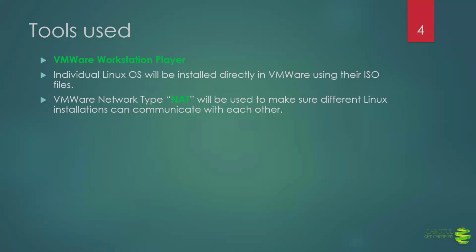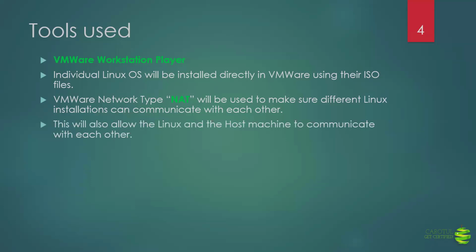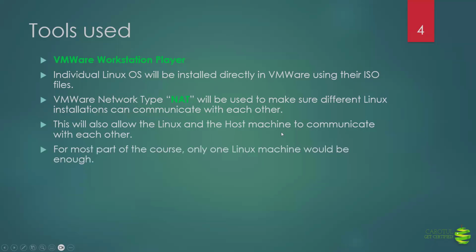So if you want to install some packages, download some packages, upgrade them, anything you need internet for, you will be able to do that if you use the type NAT, right? This will allow Linux and the host machine to communicate, as I mentioned. Also, for most of the course, as I mentioned, only one Linux machine would be enough. For the networking part, we will need two machines, server and client.